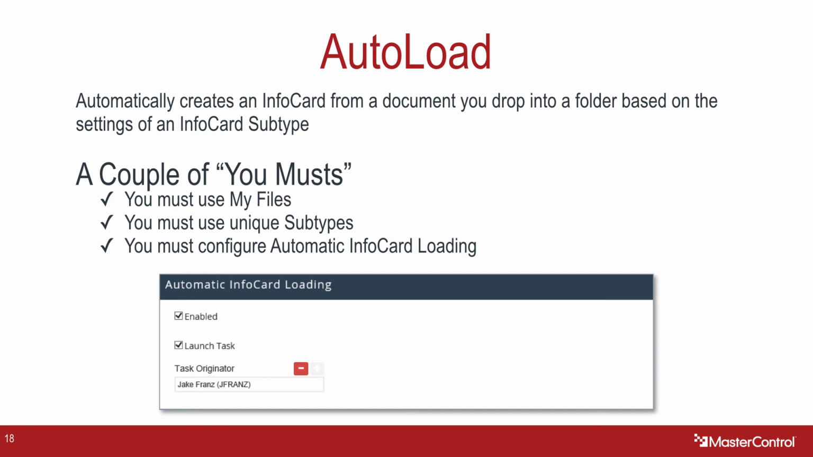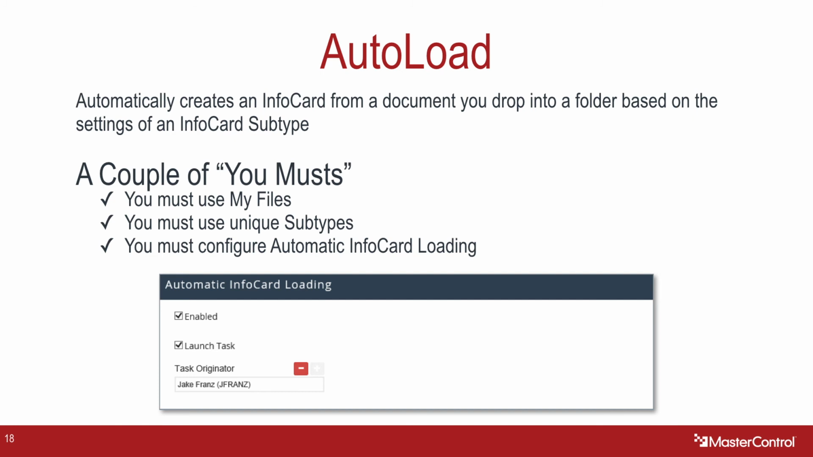Okay, so auto load, I can tell you, it's not used by that many customers, but it is here for you if you ever decide you wanted to use it. So what auto load does is, well, let's go through the musts first. To use auto load, you have to be able to use My Files. You have to have unique subtypes. So if I'm using a department, every one of my subtypes on a per department basis would have to be differentiated somehow because it creates the folder as a subtype. And then you must configure automatic info card loading for your system.